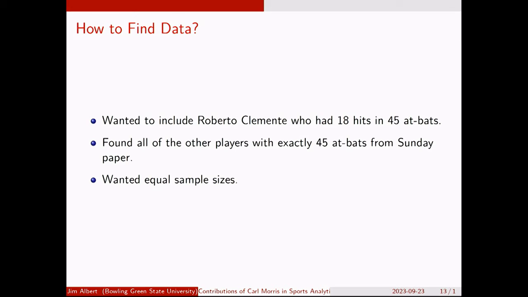So anyway, they wanted to include Clemente, so they found all the other players that Sunday who had exactly 45 at-bats. It turns out they had 18 players who met that category, and they wanted to ensure the procedure they were using, which required equal standard deviations, would work. So they wanted equal sample sizes.